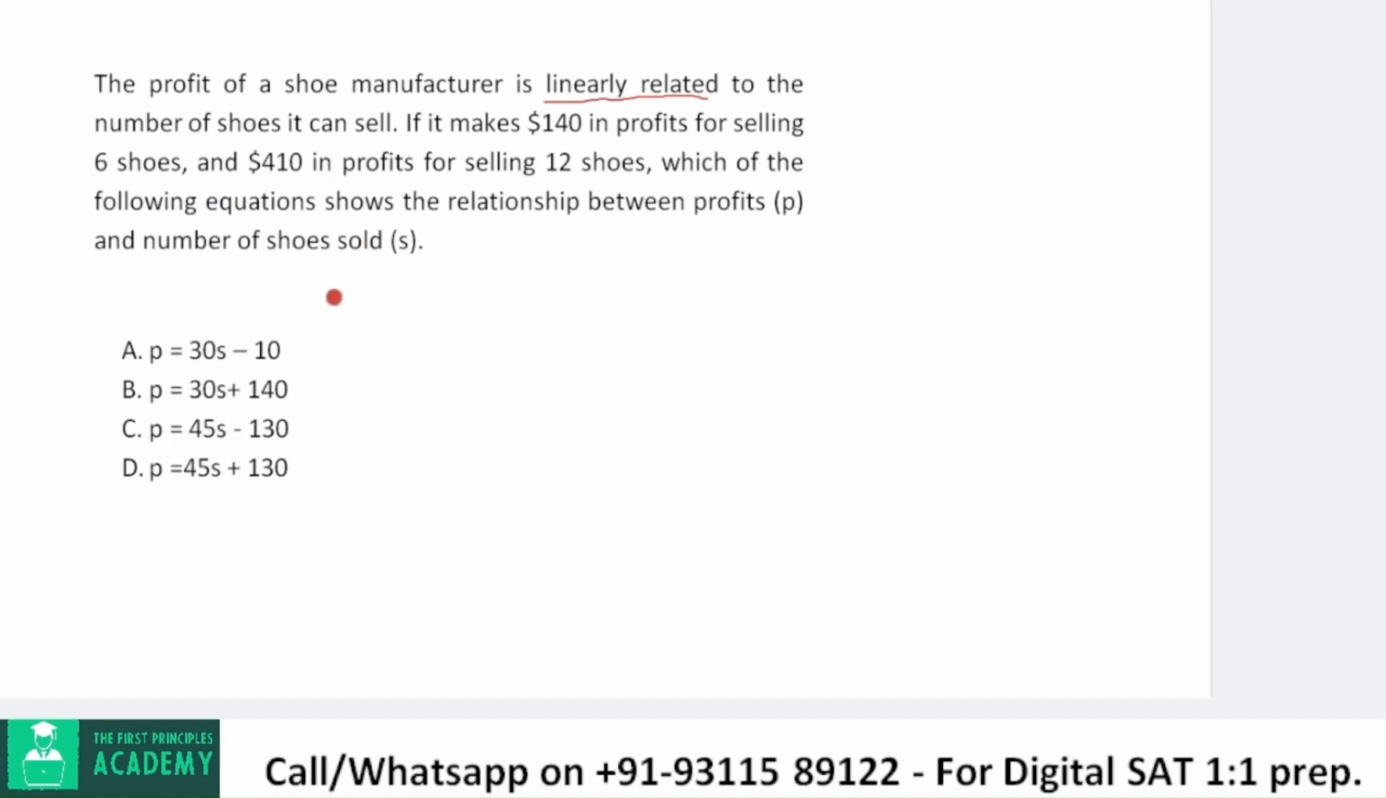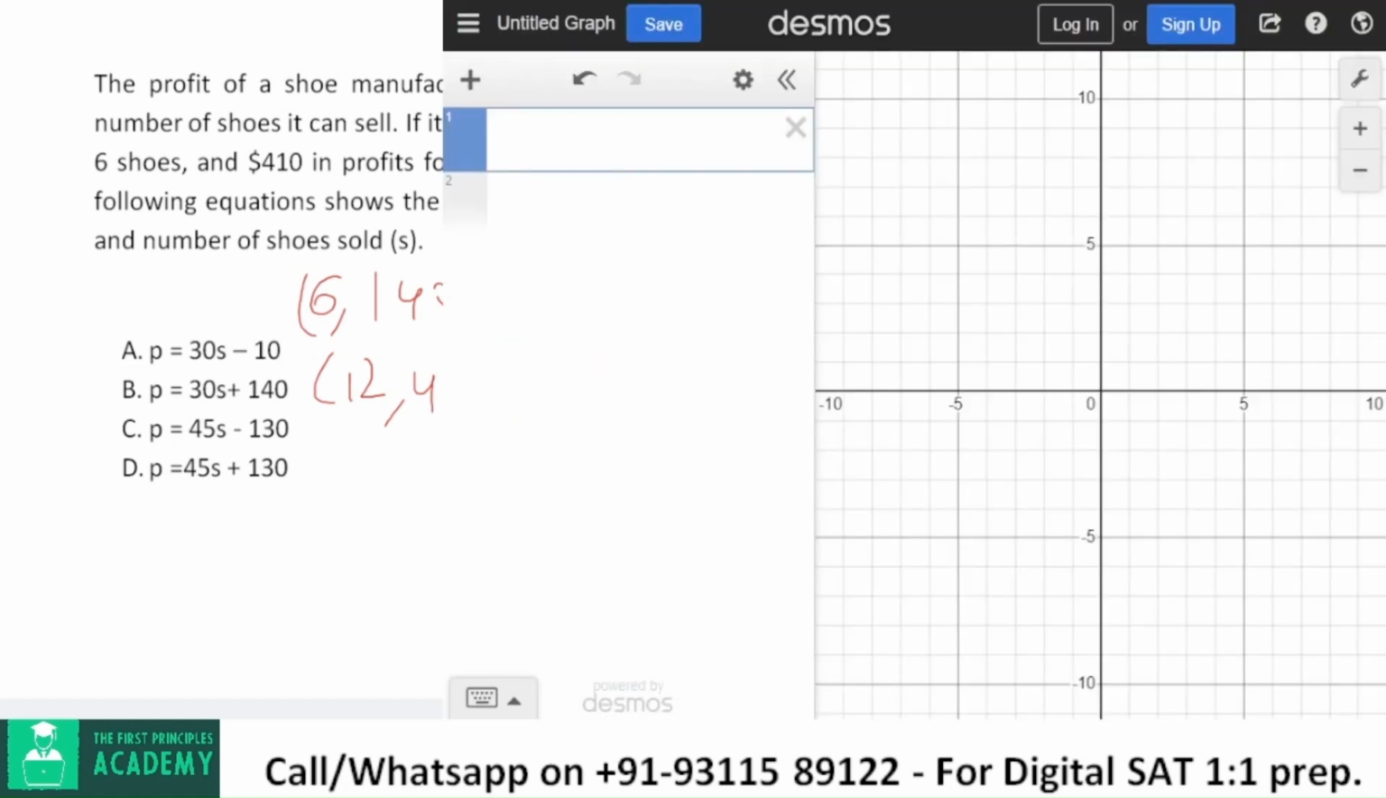For 6 shoes, I have $140 in profit, so that's 1 point. And for 12 shoes, I have $410 in profit, so that's my second point. And somehow the line is going to pass through both of these points. So Desmos gives us a quick way of doing this. Okay, let's quickly go to Desmos, type in table, and put in these values. So 6 and 140 and 12 and 410.